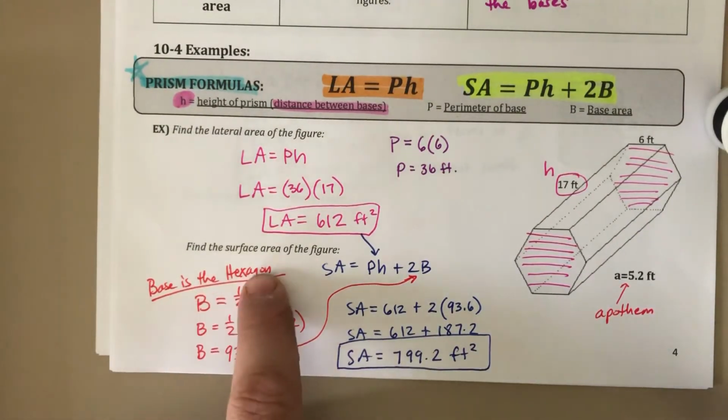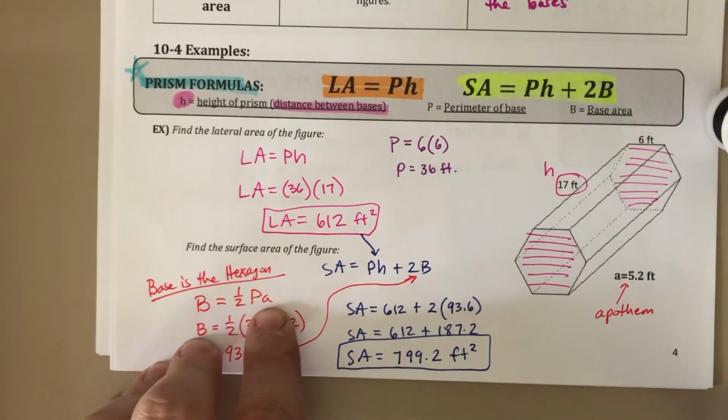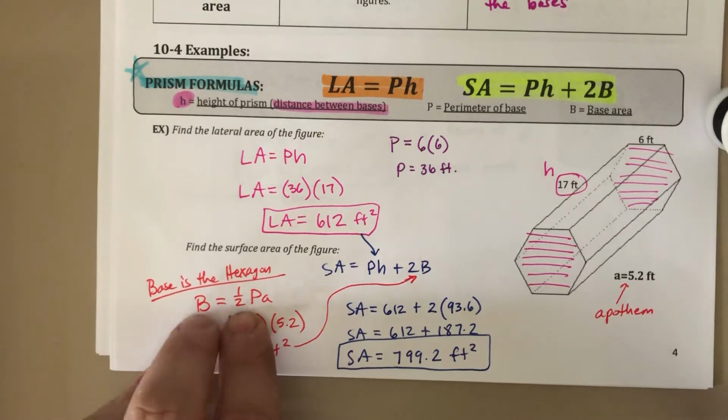The base is the hexagon. And the hexagon we found by doing 1/2 times the perimeter times, remember little a stands for the apothem. All right, so this again back to last chapter. Hopefully you kept those notes. Look at those over and over. Keep them with you as you do this because we're going to need those area formulas. So the hexagon formula, 1/2 P times A.